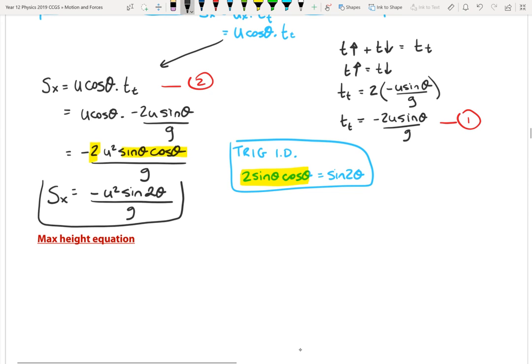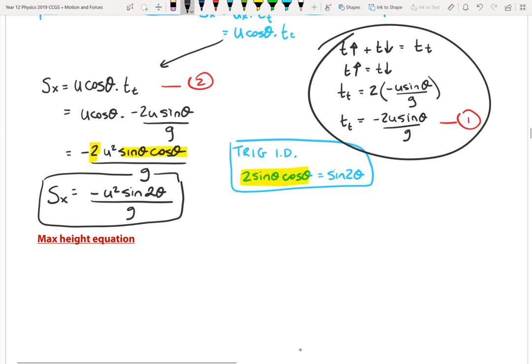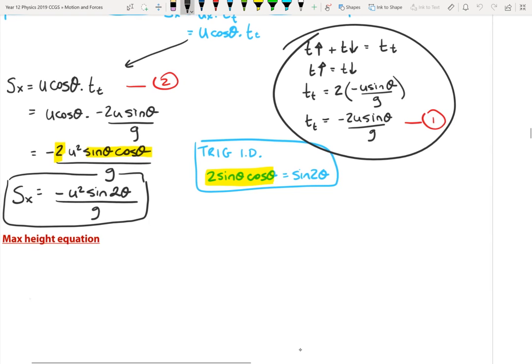It only works for level ground because it's only on level ground that these statements are correct. If it's not level ground, then T up does not equal T down, and you can't simplify it to 2U sine theta over G. Okay? Now, again, the range of a projectile is still dependent on the same things: the speed that it's thrown at, the angle to the horizontal, and the gravitational acceleration that it's in.